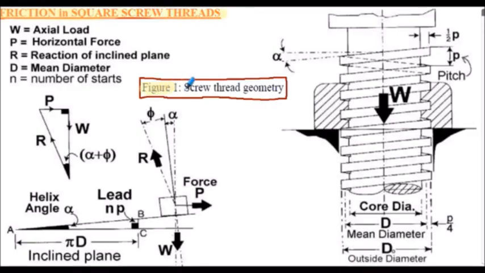Figure 1 here shows the screw thread geometry. On the right hand side here we have our thread with the applied axial load W acting downwards, pitch lowercase p denoted here, and some terminology. We have the core diameter, the thread shank, we have the mean diameter and the outside diameter. And from our previous presentation, we know that a screw thread can be analysed as essentially a load being moved up an inclined plane, and that's shown here. This inclined plane is essentially the unwrapping of the helix of the thread.